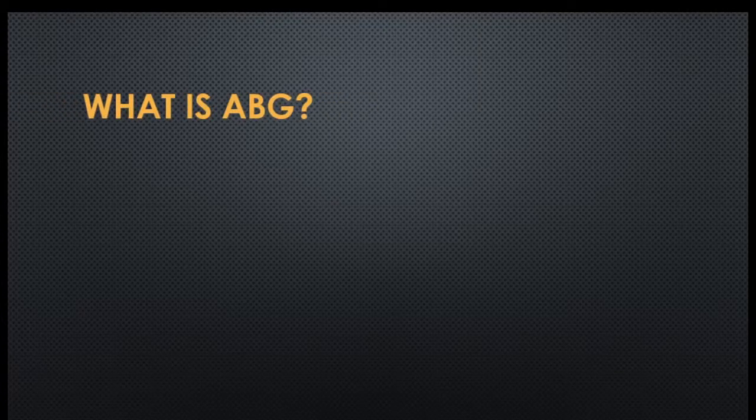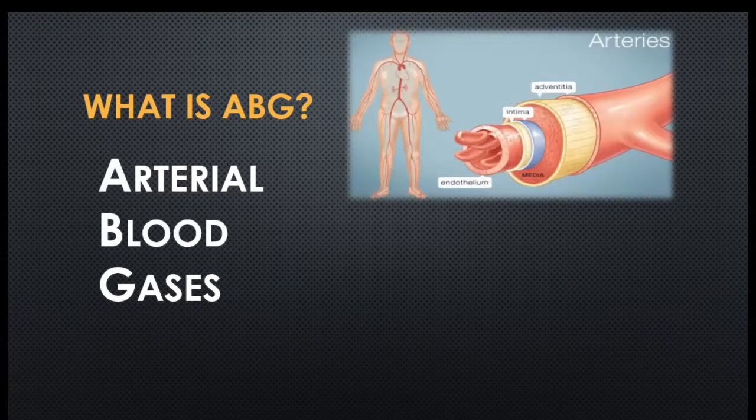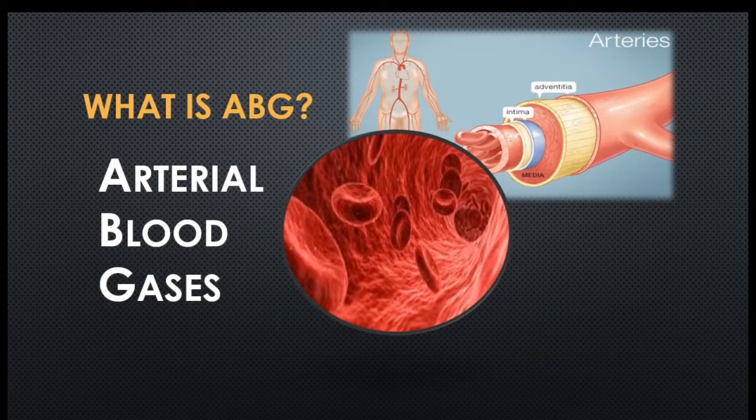What is ABG? ABG stands for arterial blood gases. It is a test to evaluate the lung gas exchange. It means that it assesses the ability of your lungs to adequately provide oxygen and remove carbon dioxide, which reflects ventilation, and the ability of your kidney to remove and reabsorb bicarbonates, which reflects metabolic status. In short, ABG is a test that examines the acidity and alkalinity of your blood.